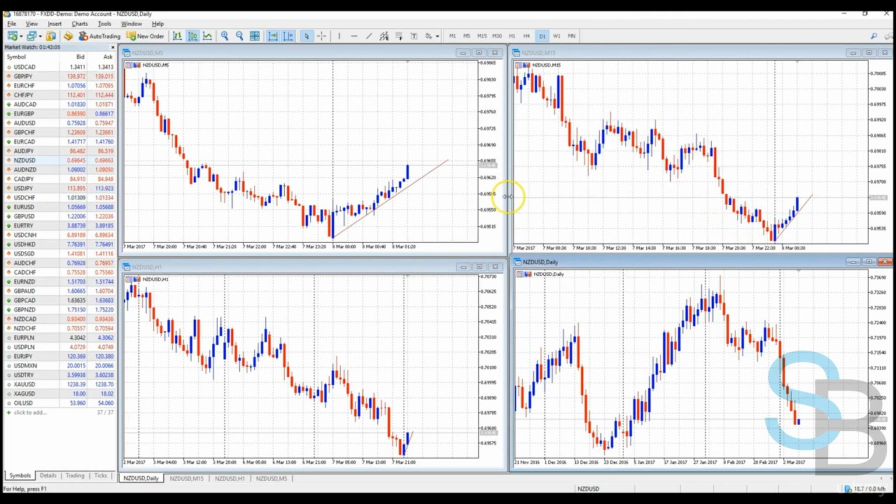So that's it for this lecture. That sums up templates and profiles. In the next lecture, I'll show you some tips, tricks, and some keyboard shortcuts.